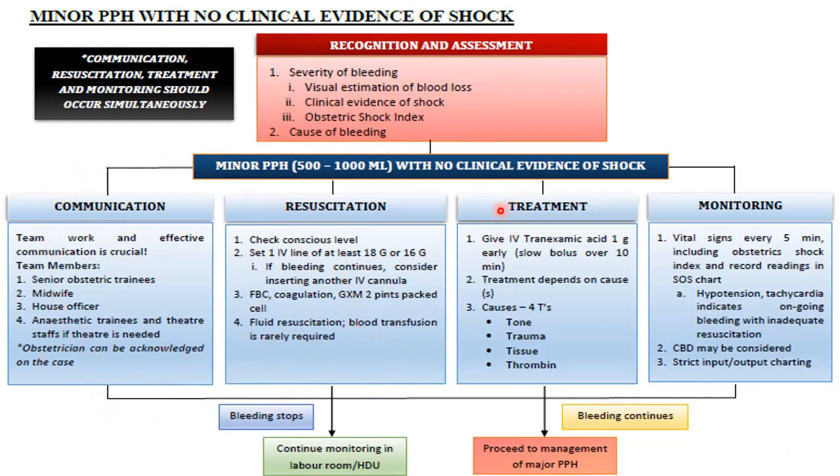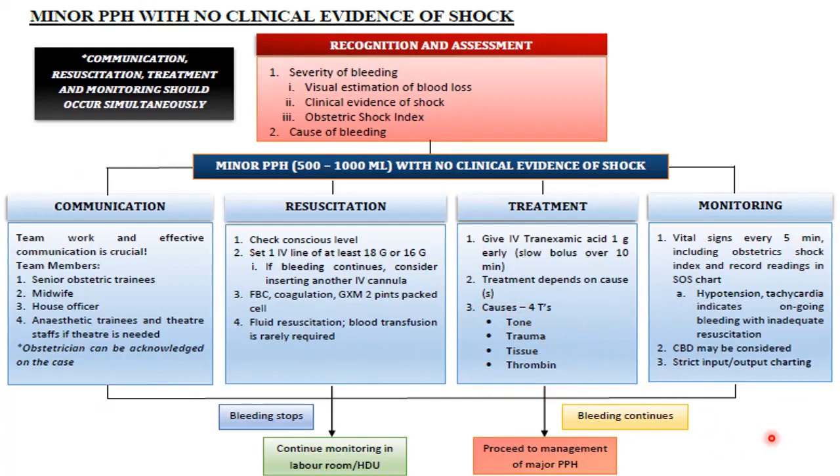And then you want to give treatment. You want to give tranexamic acid first. Then you want to see what are the causes. Is it tone, trauma, tissue, thrombin? And your further management will depend on which kind of cause. If tone, you have to remember your oxytocic drugs. Trauma, tissue, most of the time you have to go to OT. Thrombin is about coagulopathy, you need to correct it.